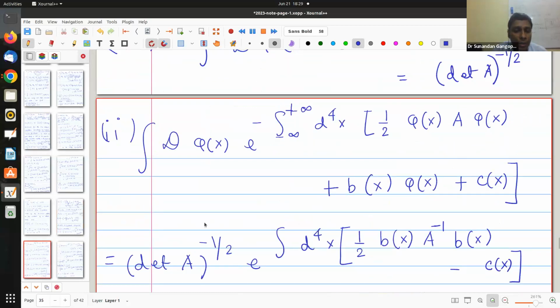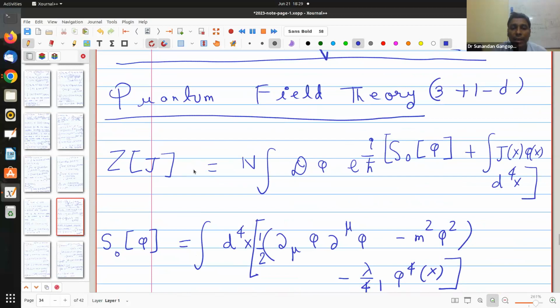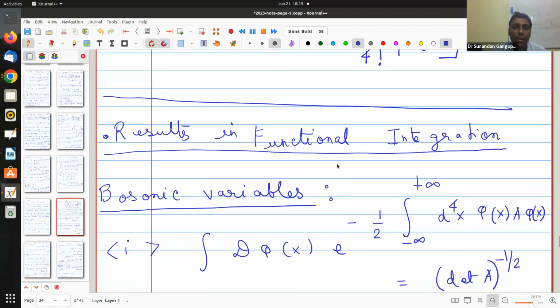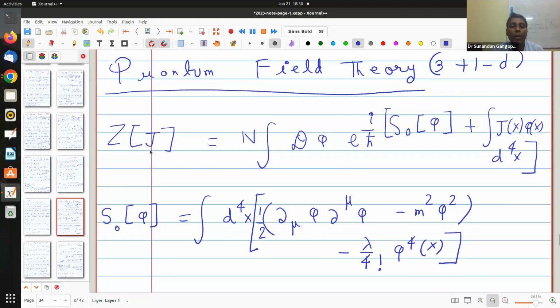In the next lecture, in order to evaluate Z[J], I will use result 2 directly, and that will give us the expression for the generating functional in the presence of the external source J for the real scalar free field theory.